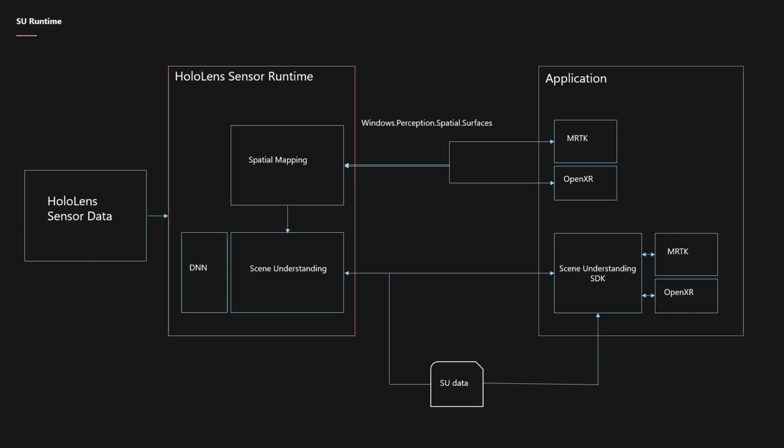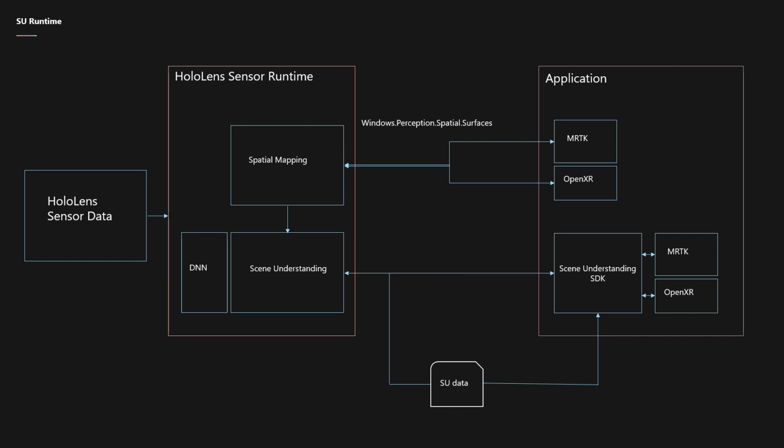First, let's take a look at a high-level architectural view of the scene understanding runtime, so you can understand where your application interfaces with scene understanding and how it relates to spatial mapping. On the left, you'll see there's something called the HoloLens sensor runtime. Think of this as the sensor driver where you've interfaced with environmental data in the past.